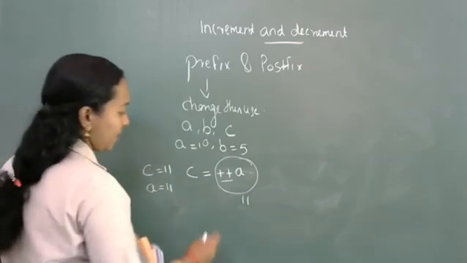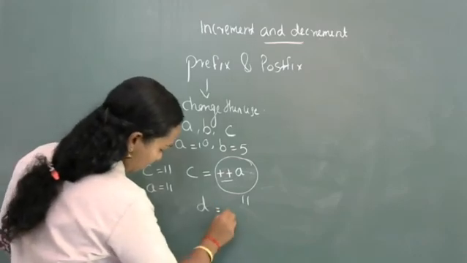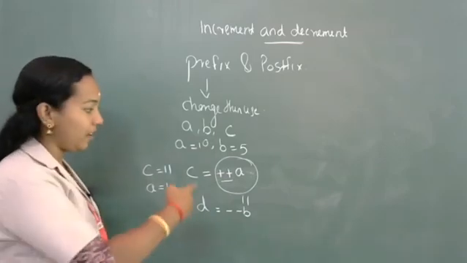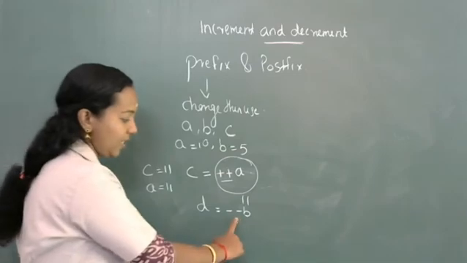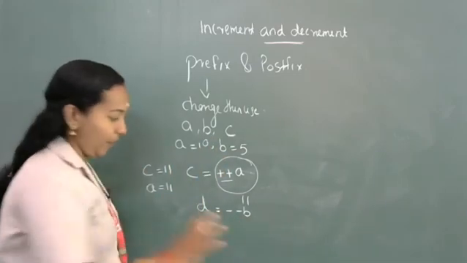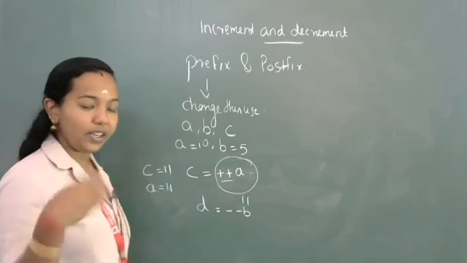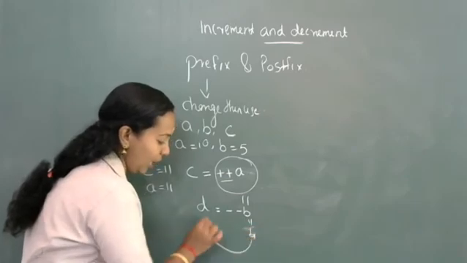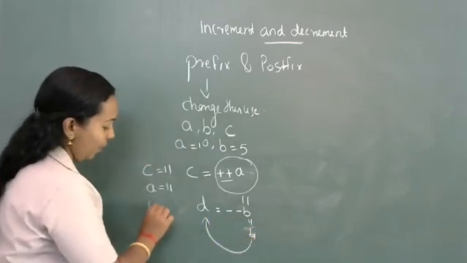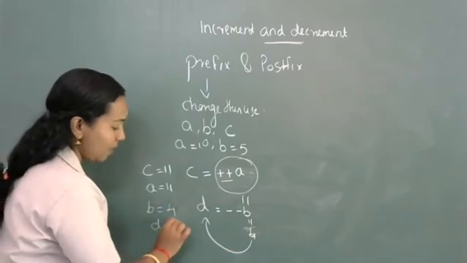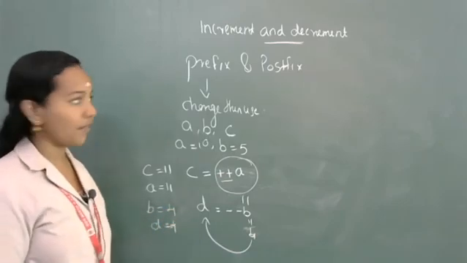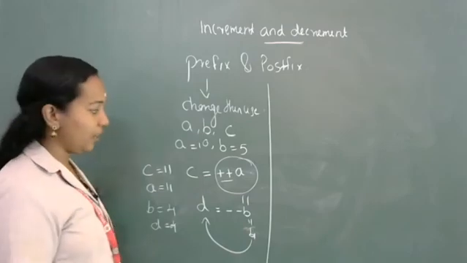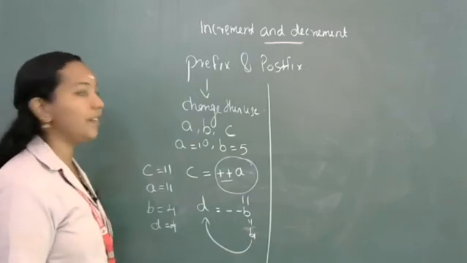Then one more example: d equal to minus minus b. Here I am executing decrement. The value of b is now 5, and 5 will change to 4, decrement by 1. So the value of b is equal to 4 and the same value is copied into d. So b equal to 4 and d equal to 4. There will be no change. Okay, so that belongs to the prefix category. First we are executing the expression, then after that we are copying the value.